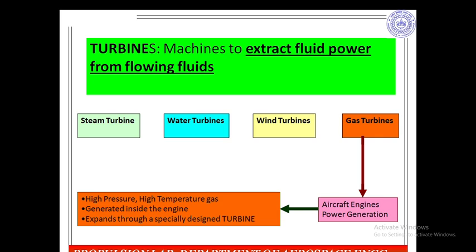Then the gas turbine is also classified as aircraft engine or power generation. It uses high pressure, high temperature gases. They are generated inside the engine. Here the engine is the internal combustion engine, you may say, generated inside this engine. It expands through a specially designed turbine.